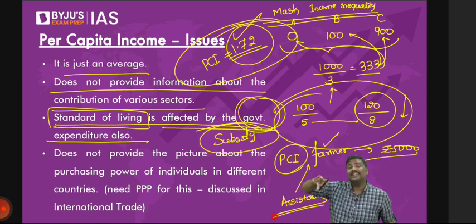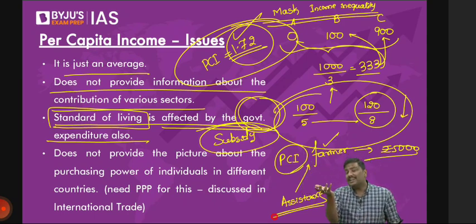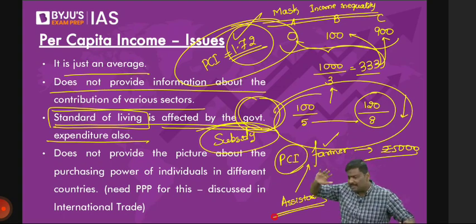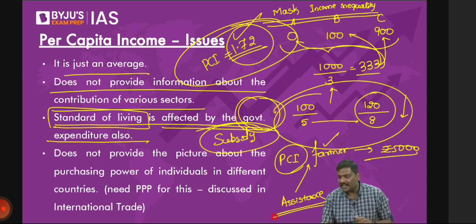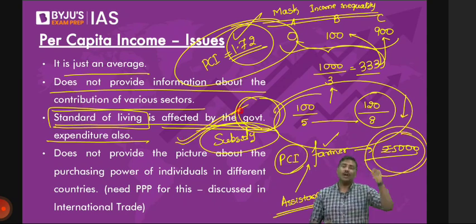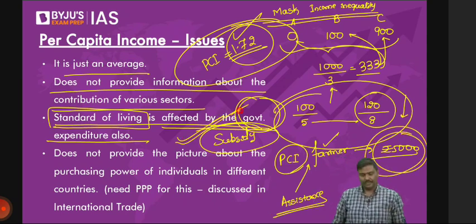Again, do not look at the term standard of living and think only rich people will have a standard of living. Absolutely no. I'm saying, what is the access to goods and services you will have. The access to goods and services is not just affected by the per capita income, it is also affected by government expenditure. How much government assistance is provided to you. And finally, it does not give you a correct picture when you make a comparison with other countries.